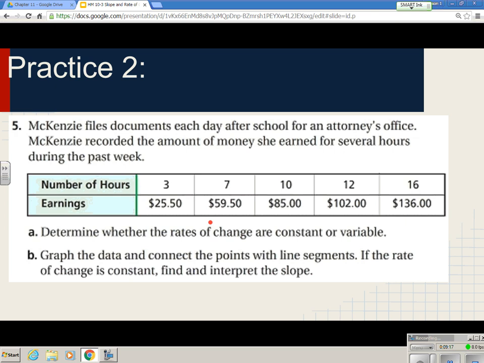All right, your turn to solve this one. First, find the rate of change of the earnings to the hours. So you want to try to find what the ratio is. So if we're looking at hours, you want to find out how much money is made in 1 hour and see if it's constant all the way across. Once you do that, then you can graph the data. Come back when you're ready.